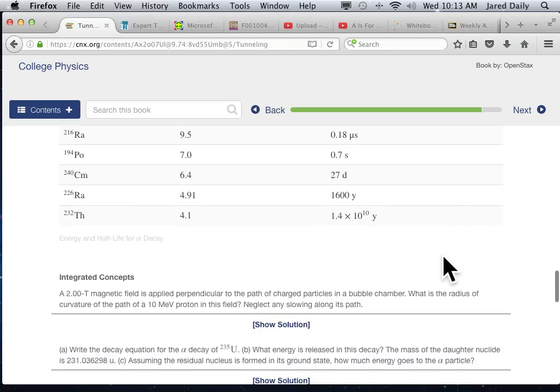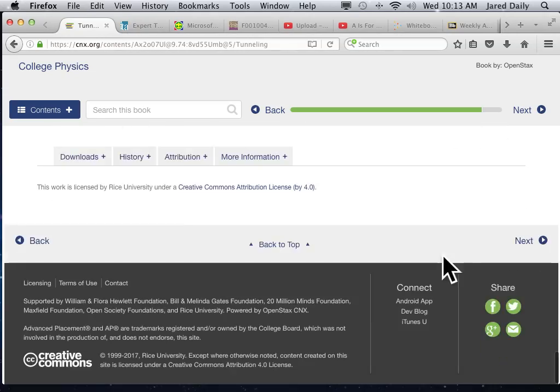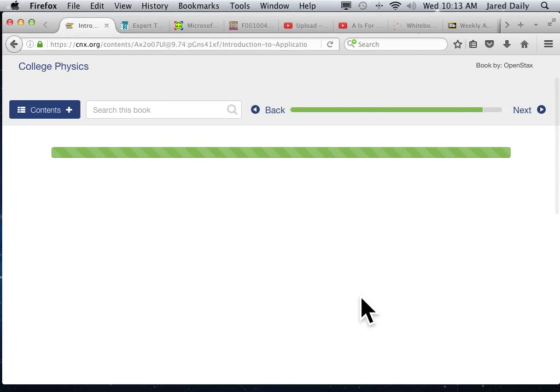So very interesting stuff here about that. We won't go into great details about that, but it's an interesting atomic physics thing.